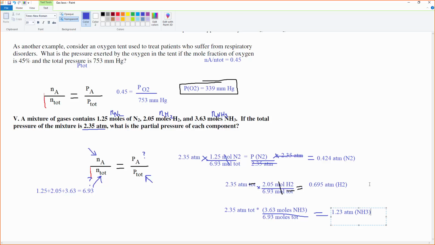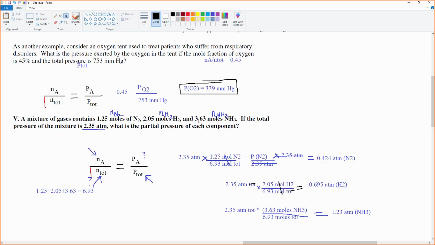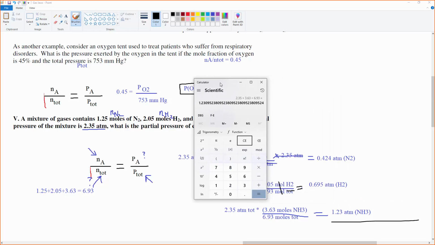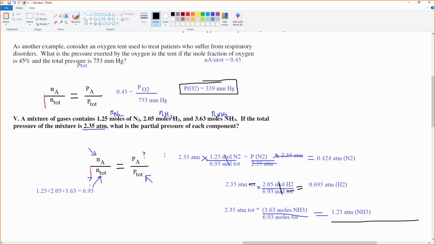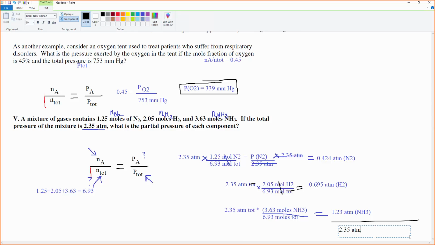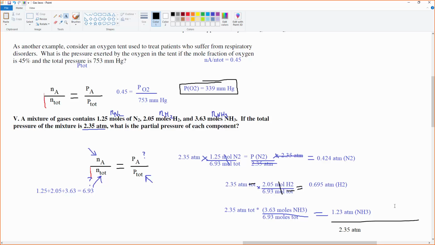Okay. By the way, at this point you can do a little self-check and say, I know what the total pressure is. So my individual pressures should add up to that total pressure if I did it right. So if I've got 0.424 from the nitrogen, plus 0.695 from the hydrogen, plus 1.23 from the NH3, and I have, yep, because of rounding, it's ever so slightly different, but it's 2.35 atmospheres total. Is my total pressure. There we go. Does that make sense?